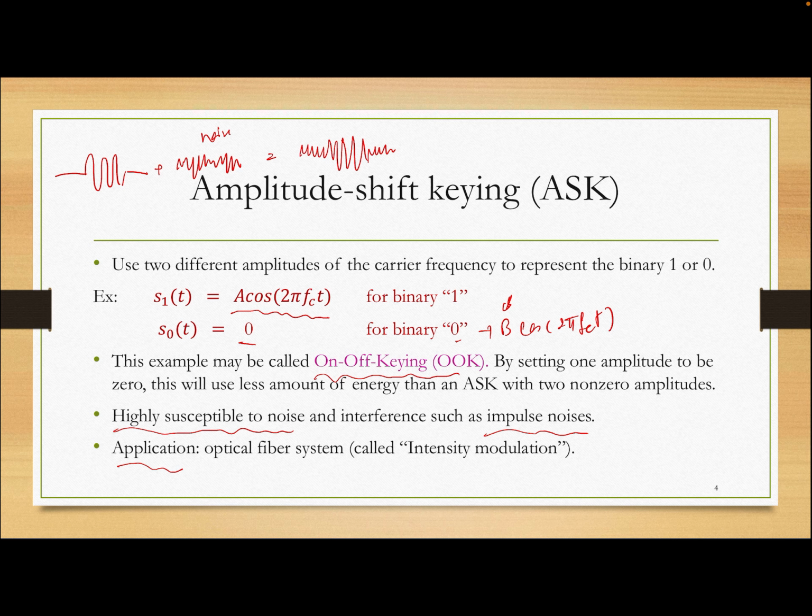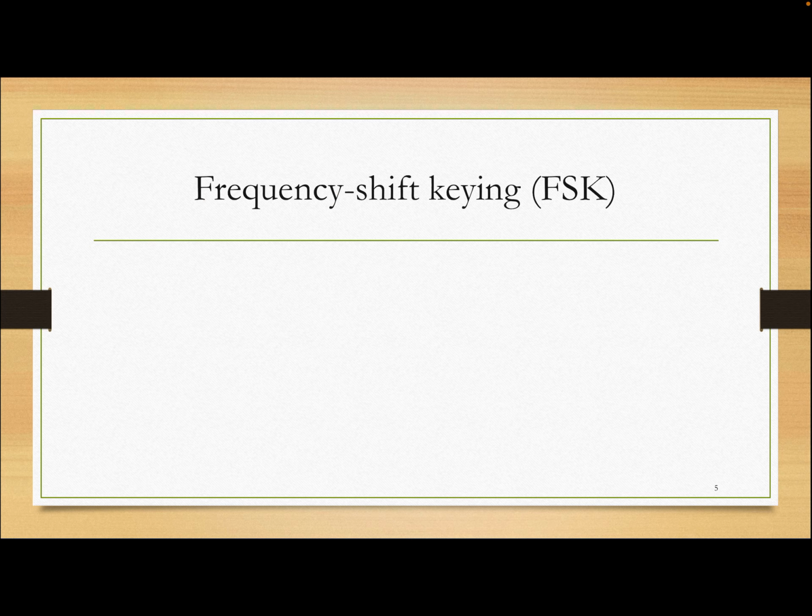For applications of ASK, even though it's highly susceptible to noise, we can use it in optical fiber, where we call it intensity modulation. We send by light and dark, so it's on-off keying. In optical fiber we don't have much noise, since it's usually isolated from noise, and that's why it works in fiber optics for ASK.